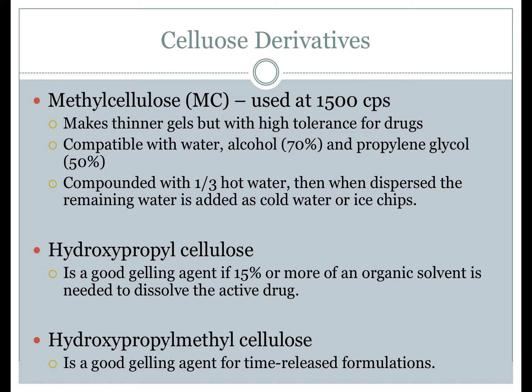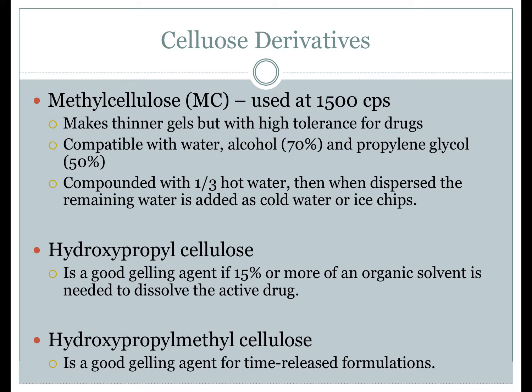The first example, which is the prototype of the whole group, is methylcellulose. More specifically, for creating topical gels, using methylcellulose at 1500 centipoise. This type of methylcellulose is useful because it makes thinner gels than other cellulose derivatives and has a high tolerance, which means it maintains its viscosity over a wide pH range. Methylcellulose is compatible with water as well as alcohol up to 70% and propylene glycol.